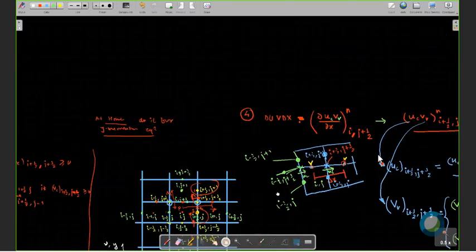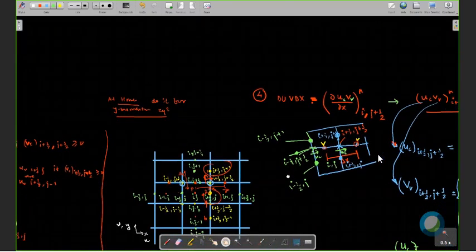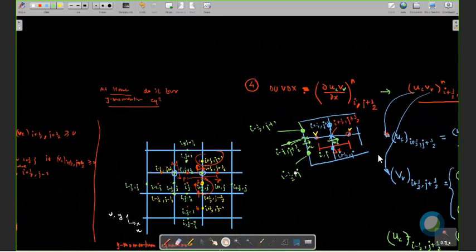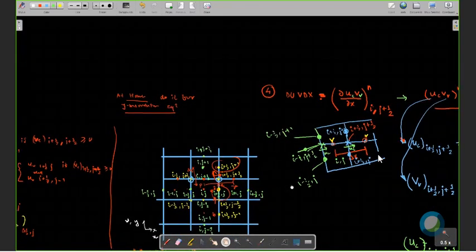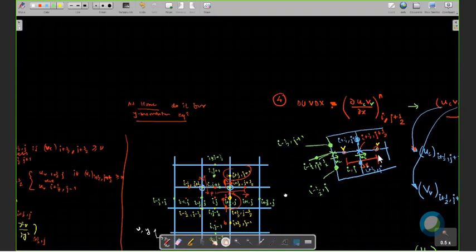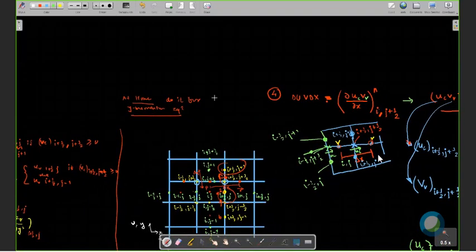Then I want to do it for the second term. So I need this one. So the other term, that is d(vv)/dy. dv/dy is v, delta y at the nth level, at I and j plus half.